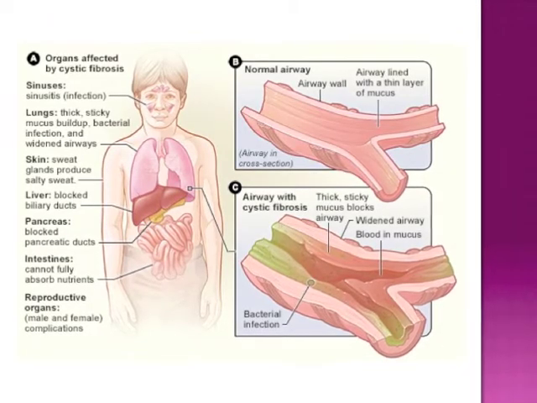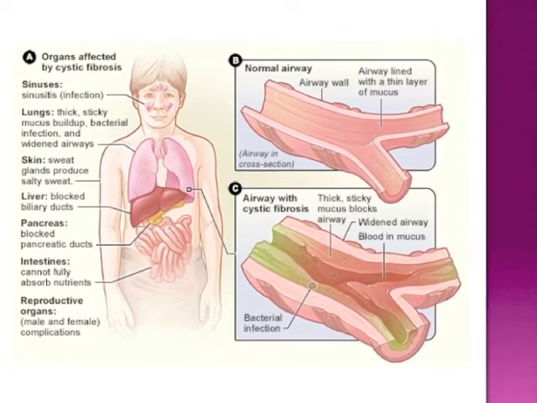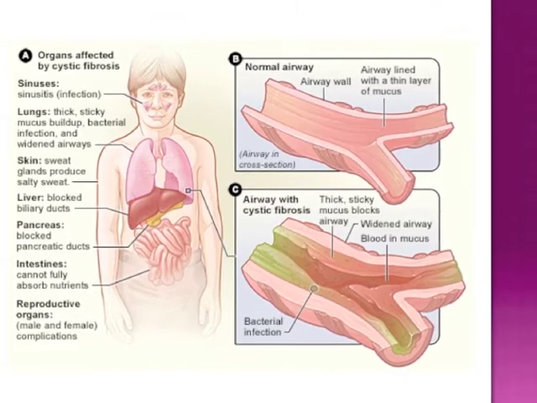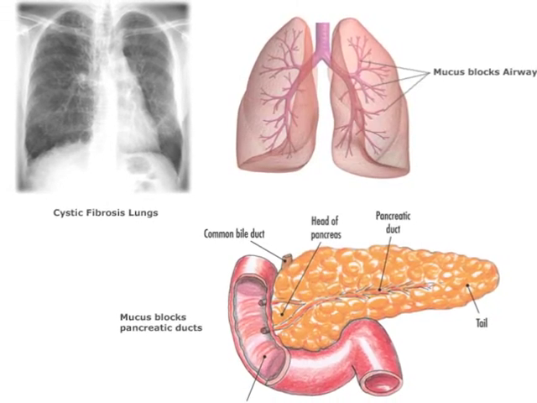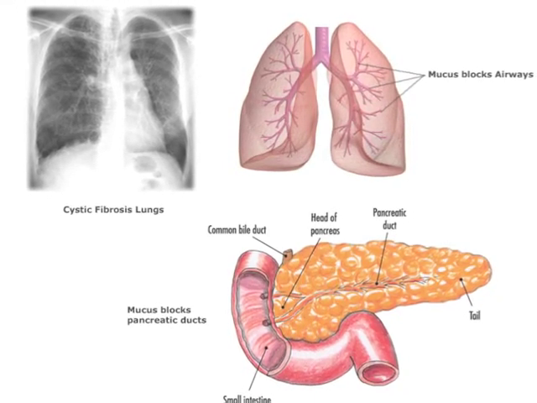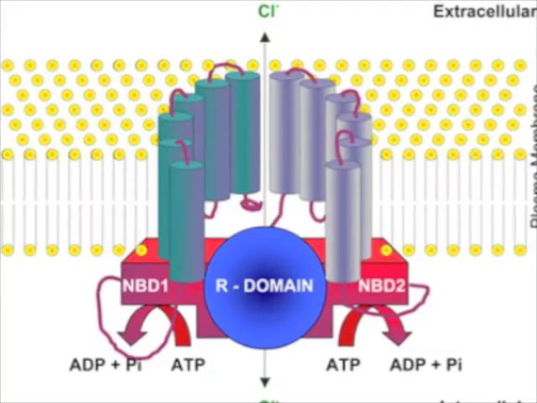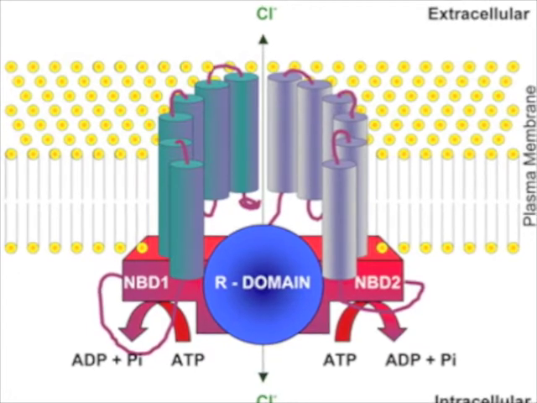CFTR is a type of protein classified as an ABC, which is an ATP binding cassette transporter. These proteins transport molecules such as sugars, peptides, inorganic phosphate, chloride, and metal cations across the cellular membrane. CFTR transports chloride ions across the membrane of cells in the lungs, liver, pancreas, digestive tract, reproductive tract, and skin.